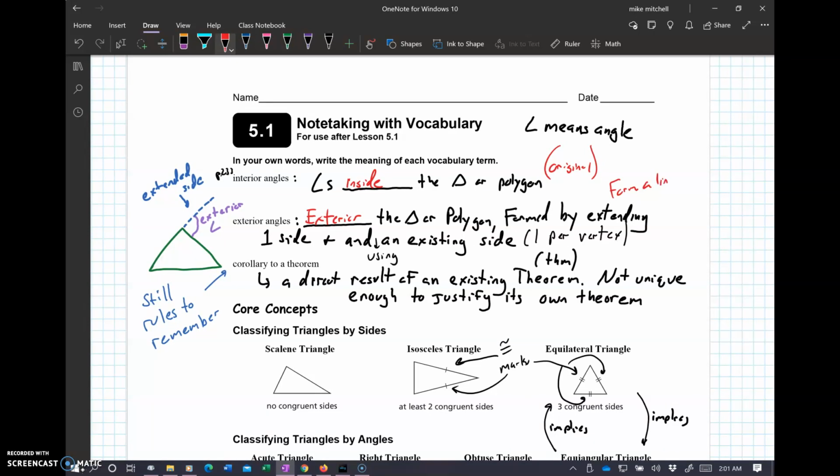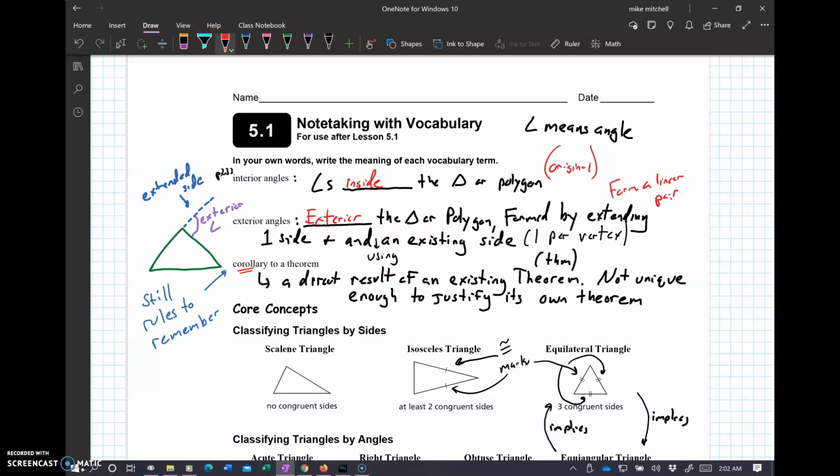form a linear pair. So one way you get the exterior angle is you make it a linear pair to the interior angle. Also, this is a corollary to a theorem, a direct result of an existing theorem. It's not unique enough to justify its own theorem.